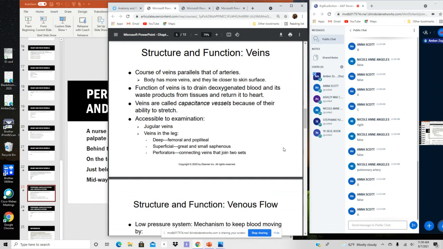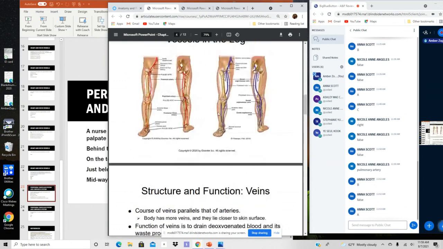So accessible to examination are the jugular veins in the neck and the veins in the leg, the femoral and popliteal, great and small saphenous, and the connecting veins that join these two sets, the perforators, which we see here. Okay?